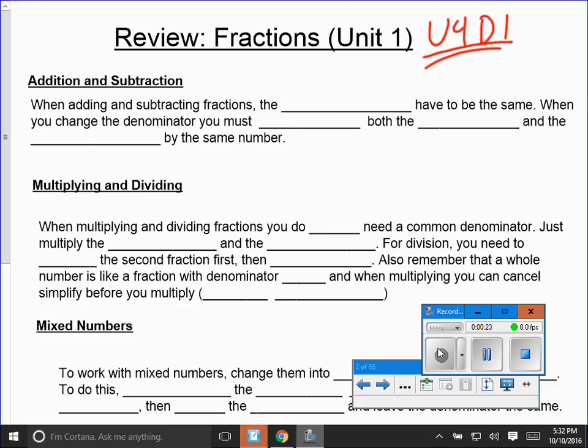So first thing we learned about the different operations with fractions. We add and subtract fractions, we need to have the same denominator. Denominators have to be the same, need a common denominator. When you change a denominator, you're multiplying by finding a common multiple of two denominators, but you have to remember to multiply both the numerator and the denominator by the same number.